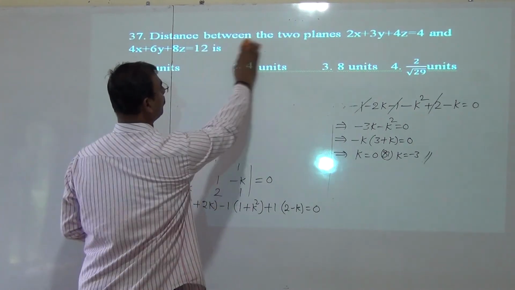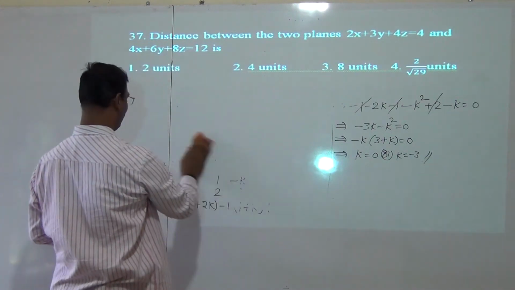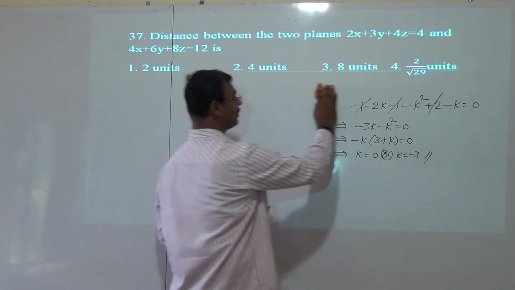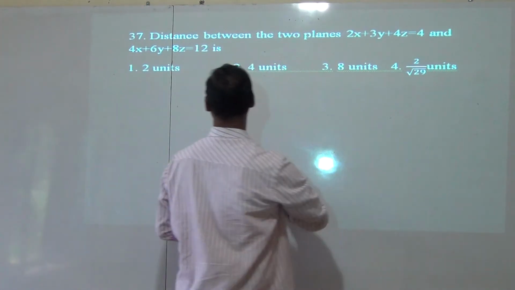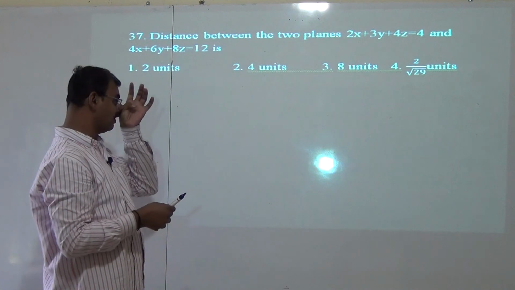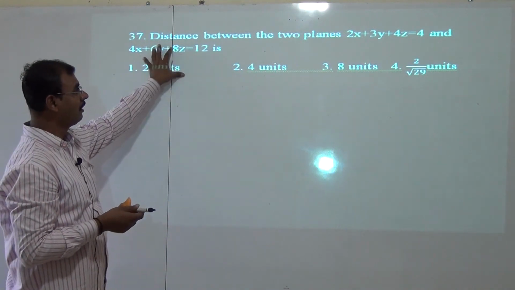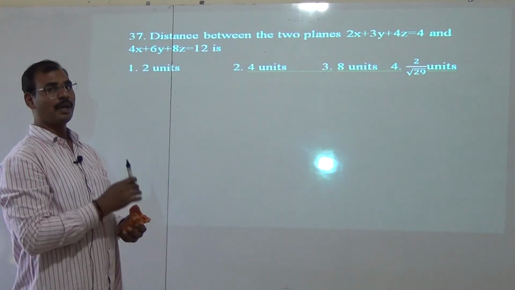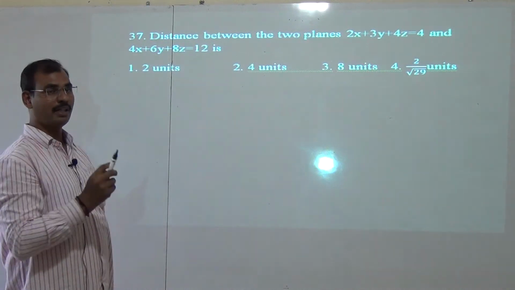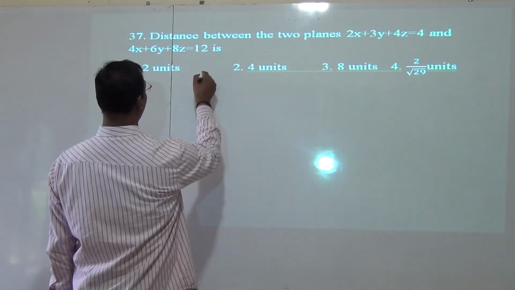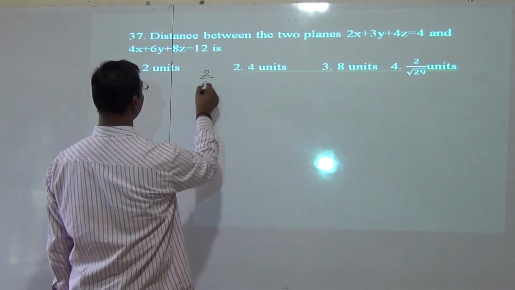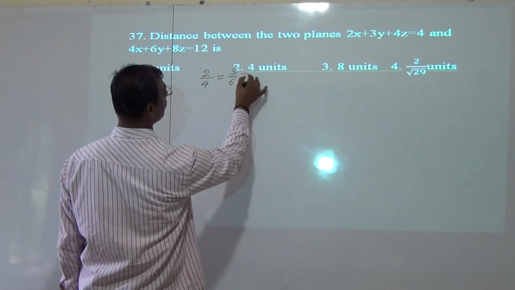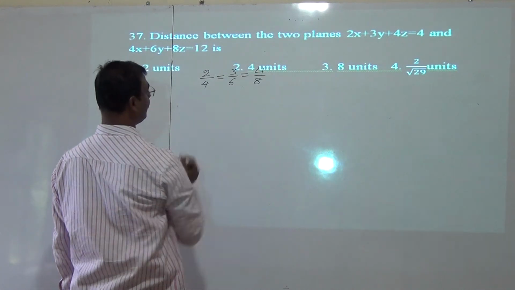Distance between the two planes 2x plus 3y plus 4z is equal to 4 and 4x plus 6y plus 8z is equal to 12. Check whether the given planes are parallel or perpendicular. Parallel condition means a1 by a2. Check the a1 by a2 value. 2 divided by 4 is equal to 3 divided by 6 is equal to 4 divided by 8.